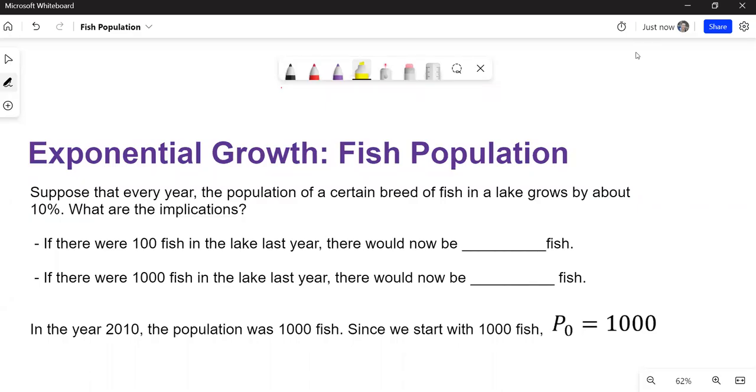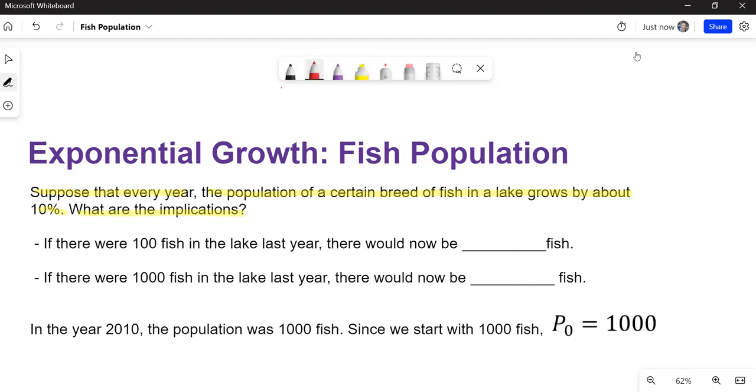In this video, we will look at an introduction to exponential growth by taking a look at the fish population problem that's presented in the module. So here's the problem. Suppose that every year, the population of a certain breed of fish in a lake grows by about 10%. What are the implications?